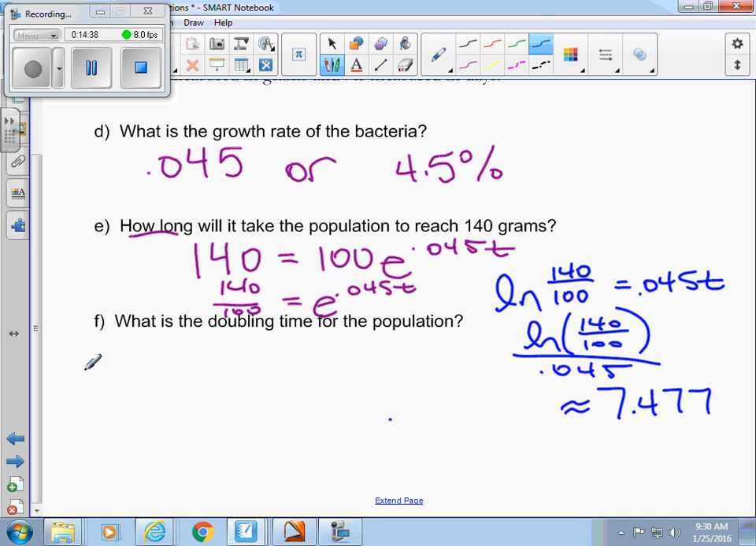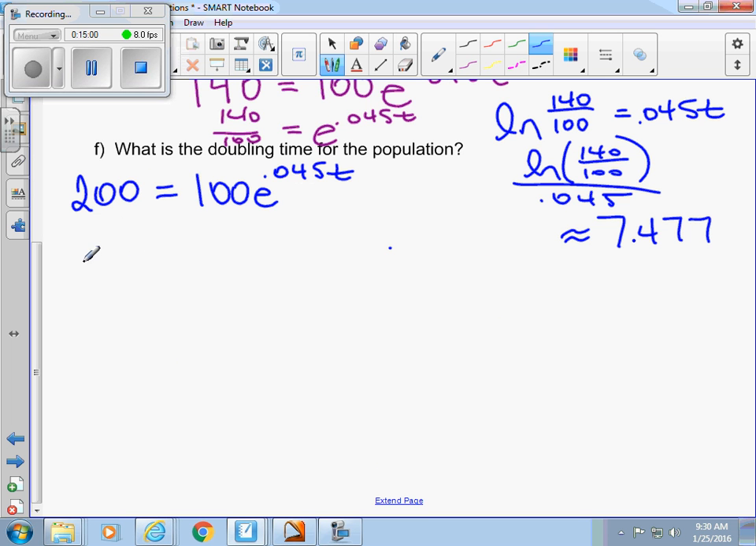Last question is, what is the doubling time for the population? Well, what do you think that means? When does the population equal 200? That is a very common question that math textbooks will ask: how long does it take it to double, or what is the doubling time? I'm going to work it both by hand and in the calculator. Divide by 100. I have a question. What if they hadn't given me the 100 and I didn't know how much I started with? Would this number still be 2 when I divided?